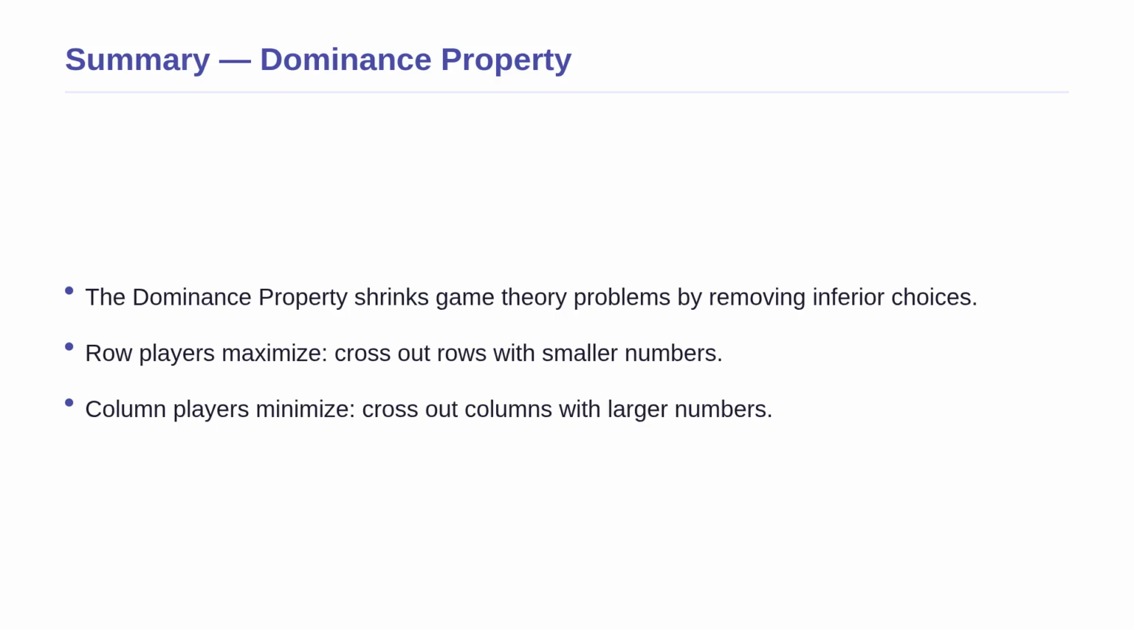We have covered a lot of ground today, so let us reinforce the most important ideas. The dominance property is a logical tool used to shrink game theory problems by removing inferior choices. Remember, for the row player, we cross out rows with smaller numbers because they want to maximize their score. For the column player, we cross out columns with larger numbers because they want to minimize their losses. By repeatedly crossing out these dominated strategies, we turn a massive, confusing game into a simple, solvable puzzle. You now have the tools to simplify any complex payoff matrix.